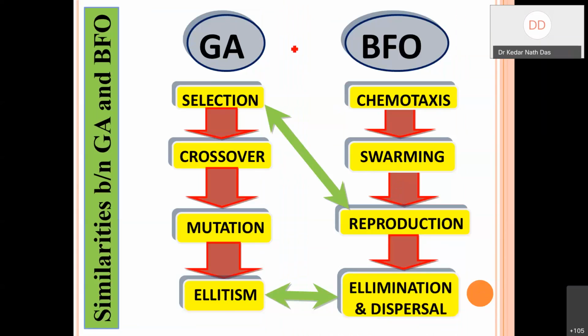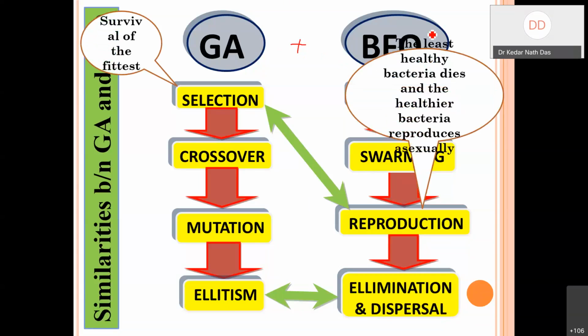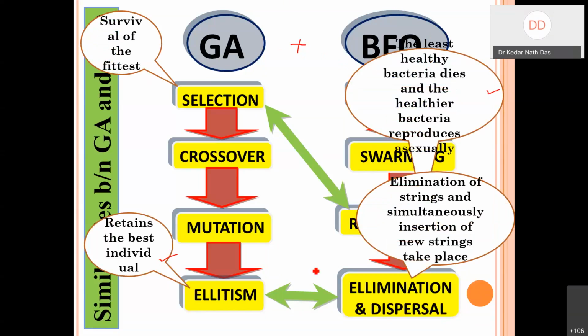Sometimes people directly use two different algorithms, summing them up or merging them to solve optimization problems, but that is not wise. GA with bacterial foraging optimization has been hybridized directly, but you can see that selection is actually the survival of the fittest, where reproduction has the same idea in BFO, but elitism is actually retaining the best individual, where the elimination-dispersal step of BFO is elimination of the strings and simultaneous insertion of new strings. That means these two have the same meaning and these two have the same meaning. Then what is the need of directly hybridizing these two?